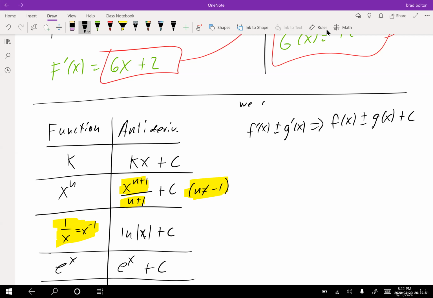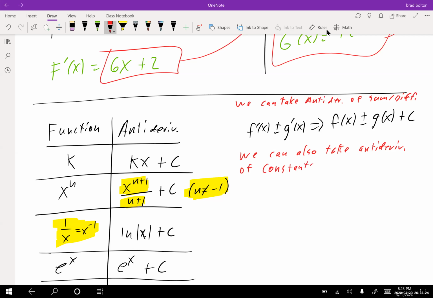So we can, let me write this in red, we can take antiderivatives of sums and differences. We can also take antiderivatives of constants times functions. So that means that if we have some constant k times f prime of x, the antiderivative can lead to k times f of x plus c. The k just tags along for the ride. You take the antiderivative of the derivative and you get f of x, and the k just tags along, okay?